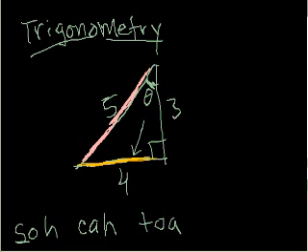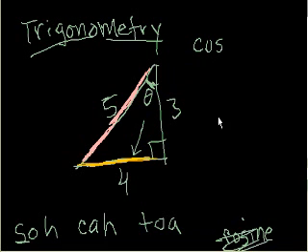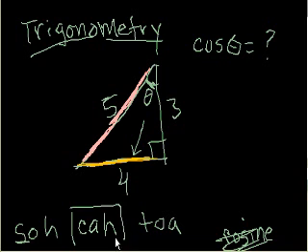Let's go back to, okay, so let's figure out what the cosine, and COS is short for cosine. I'll write it out, cosine, but I'm sure you've seen it before. So what is the cosine of theta? Well, we go back to our mnemonic, SOHCAHTOA. Well, cosine is the CAH, right? And that tells us that cosine of theta is equal to adjacent over hypotenuse.